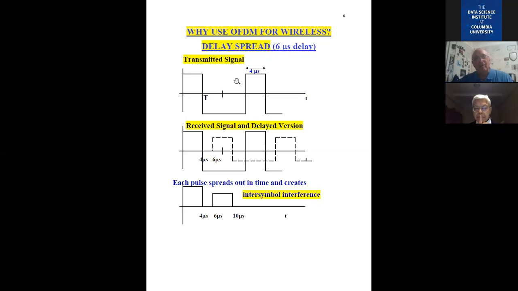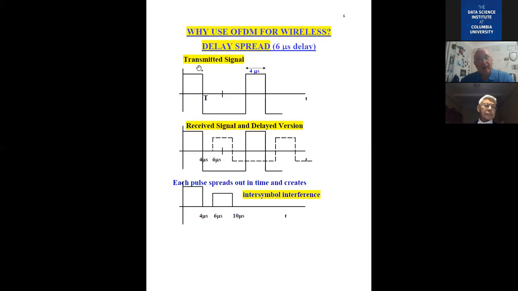If I transmit the signal and part of it bounces off some building into my receiver, I get the original signal, and then I get another signal, which is essentially the original signal just delayed in time. Suppose the delay is around 6 microseconds, which would be a delay of around 6,000 feet in terms of distance. And suppose I'm using signals with a symbol every 4 microseconds, which is the typical example of GSM, 270 kilobits per second.